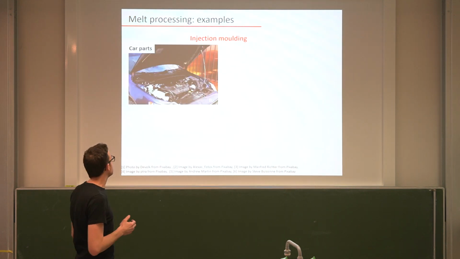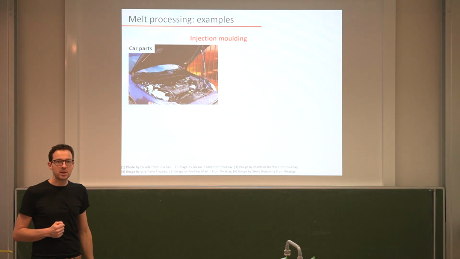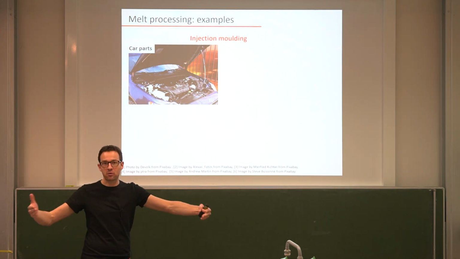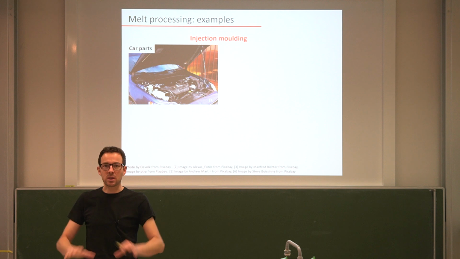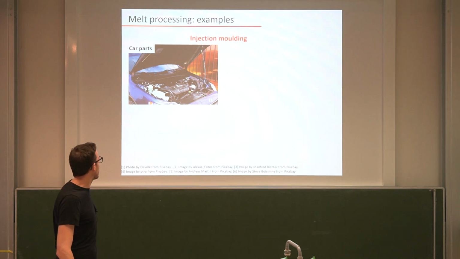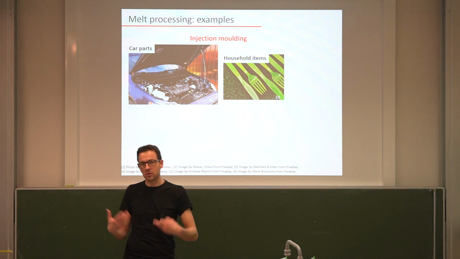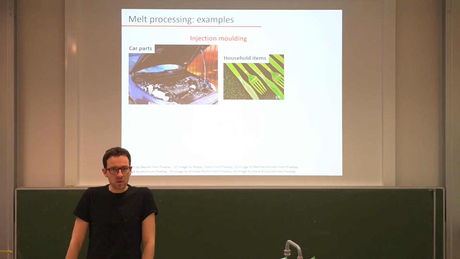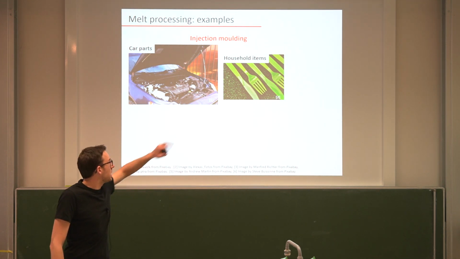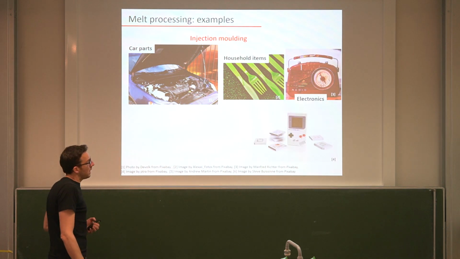It's also something that we will see in more detail. A lot of car parts are produced by injection molding. Bumpers, for example, plastic parts, the inner plastic parts of a car. Any kind of plastic household items, whether this is disposable cutlery or cups or plates and so on, are typically injection molded as well.